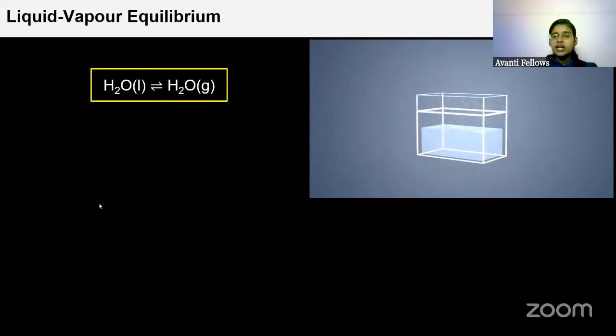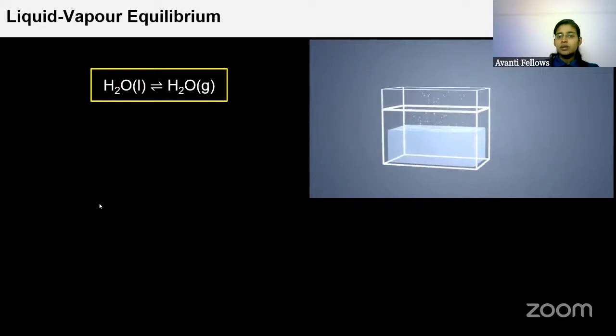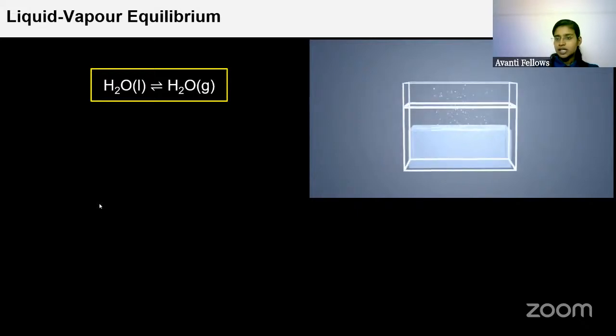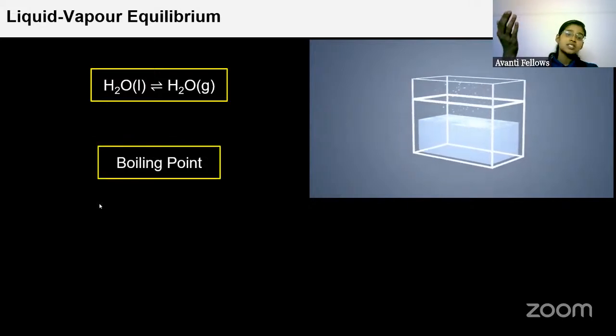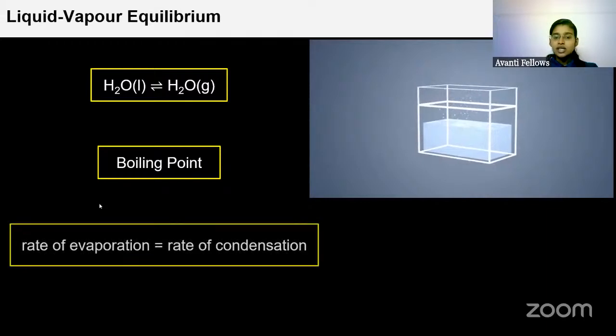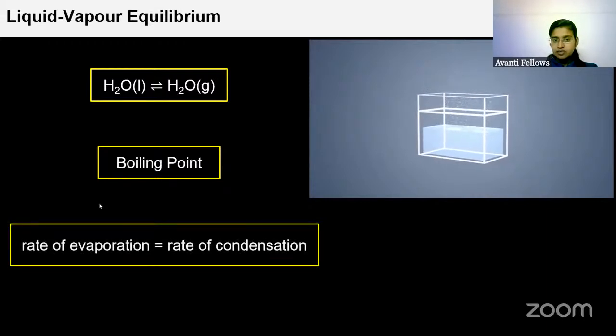So when does the liquid boil? At one particular temperature, right? That point is called the boiling point. And if the rate of evaporation is equal to the rate of condensation, then we can say that it is an example of liquid-vapor equilibrium.